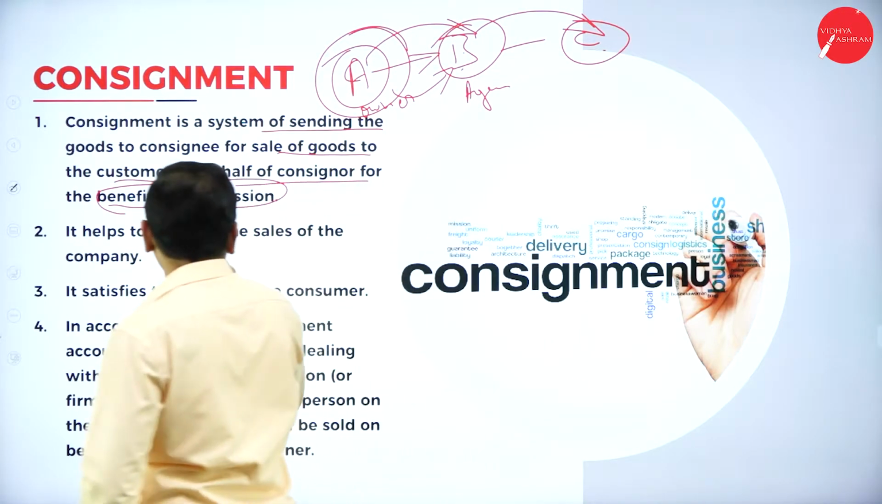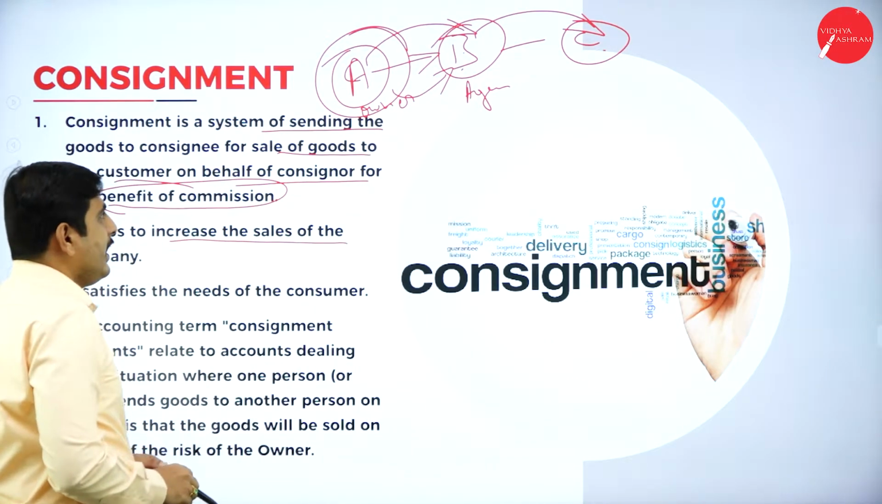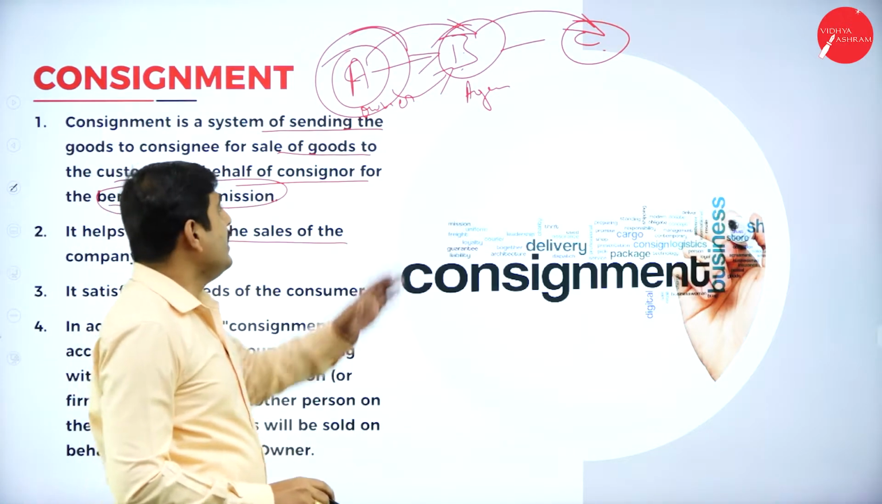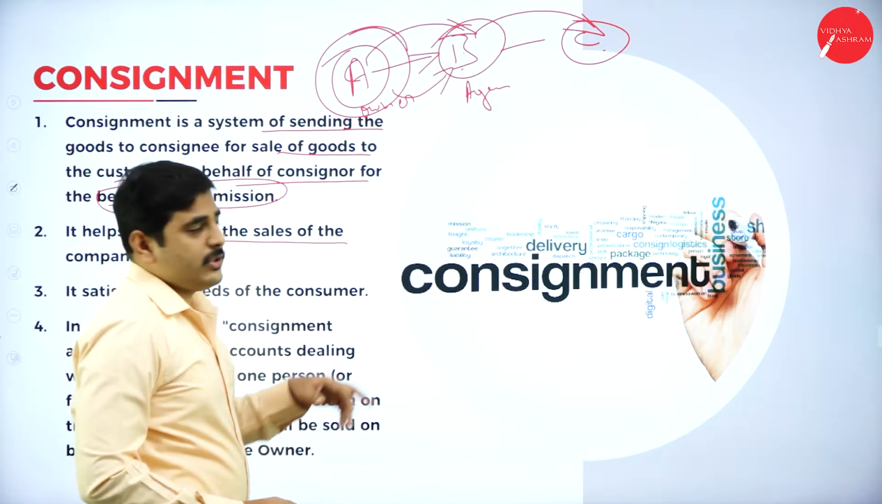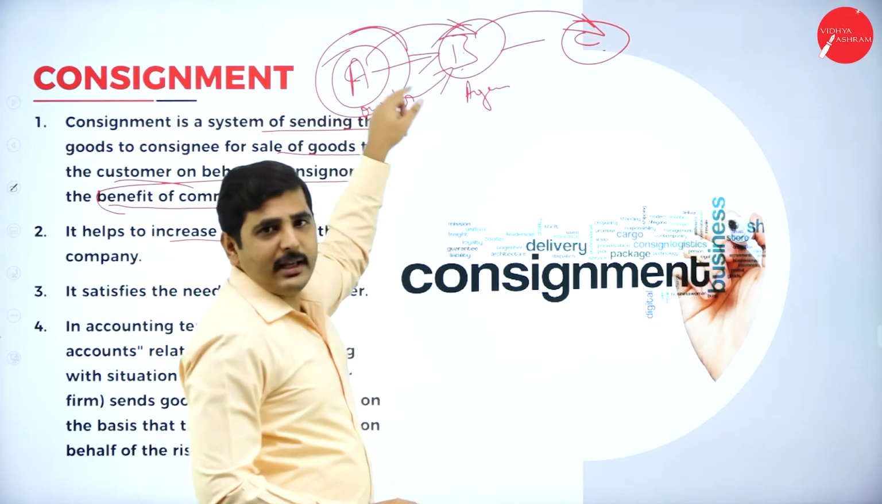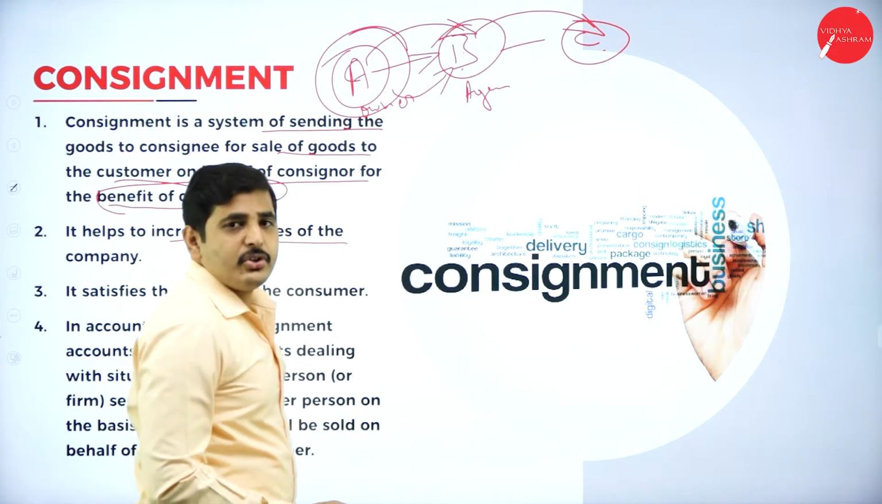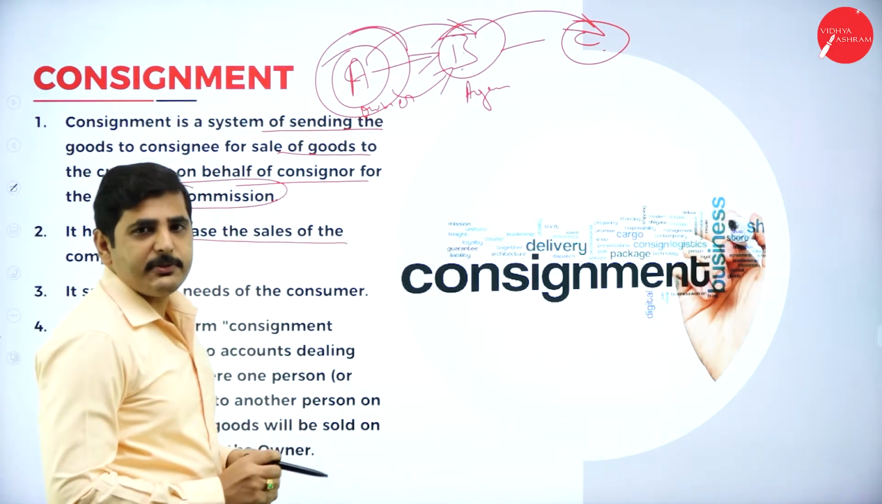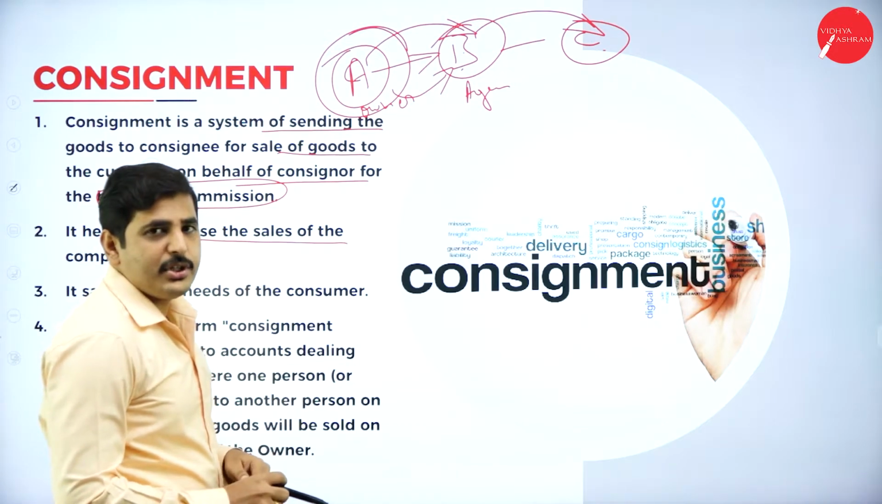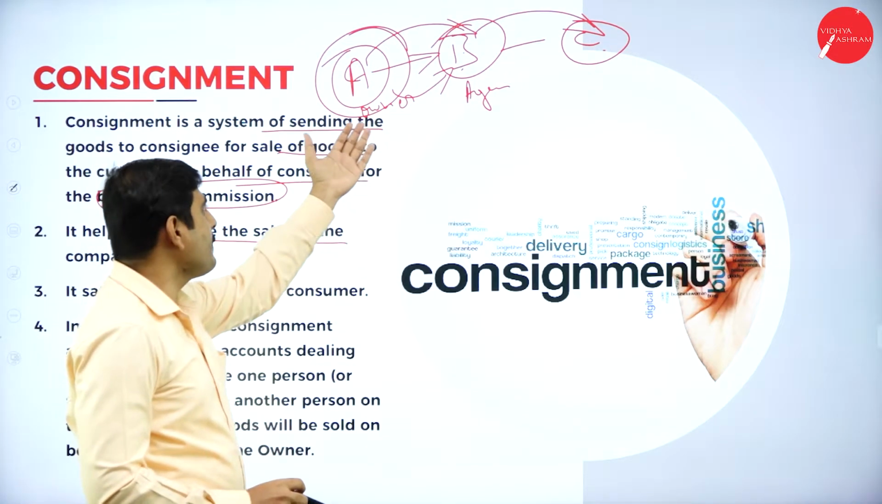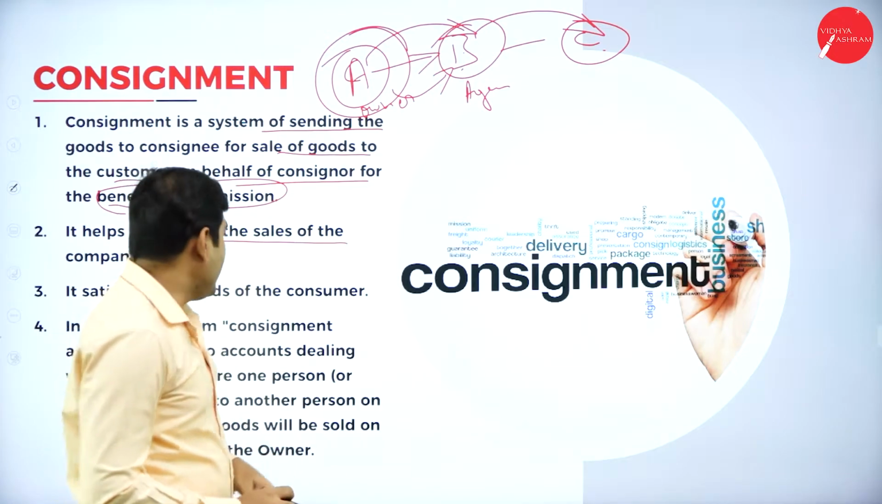It helps to increase the sales of the company. Who is the company? The consignor is the owner of the company. We will have so many consignees, so many agents. The agents will sell the products for the company and they will get the commission. It leads to an improvement in the sales of the company.